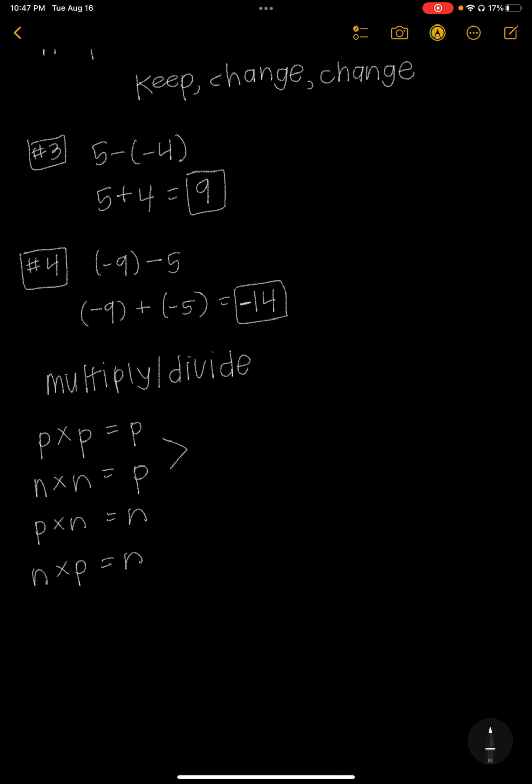So the way that I like to remember these is if they have the same sign, my answer is always positive. If they have different signs, my answer is always negative.